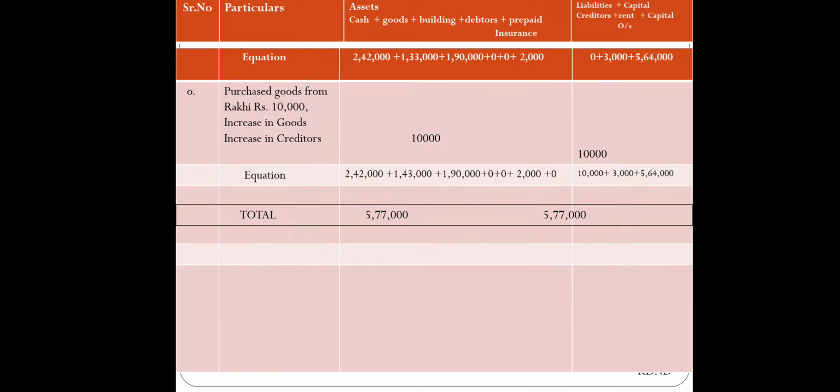Now the last transaction, purchase goods from Rakhi, rupees 10,000. So 10,000 is increasing your goods, and at the same time creditors, because we are purchasing these goods on credit, so 10,000 creditors will also increase. So this way our full setup of both sides of the equation will be 5,77,000 on both the sides.